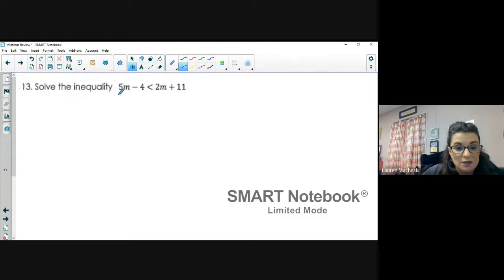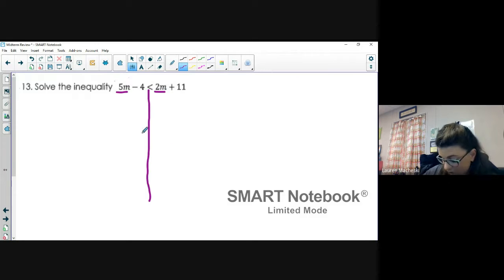All right, so if we look here, I got 5m minus 4. There's no like terms, no parentheses on the left side. Let's look at the right side. I got 2m plus 11. There's no parentheses, there's no like terms. But I do have variables on both sides. Remember, when you have variables on both sides, you bring the smaller to the larger. That's a 5m, that's a 2m. Which one's smaller? Well, that 2m is smaller.